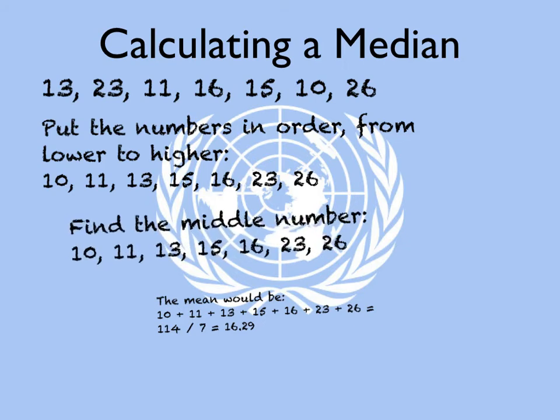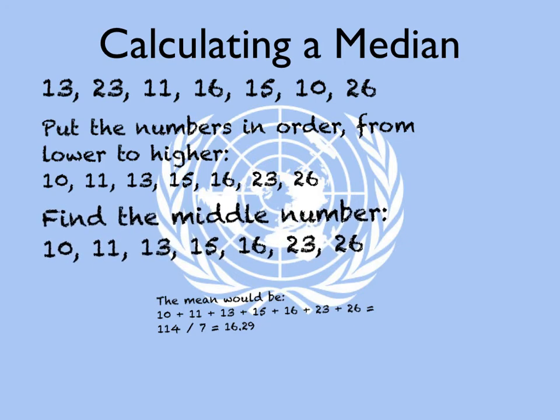Then you need to find the middle number. As far as I'm concerned, when I don't have to use Excel, I can do it by hand. I'll go from the outside. So 10 and 26, 11, 23, 13, 16, and then we have the middle number, which is 15, and the middle number being the median.